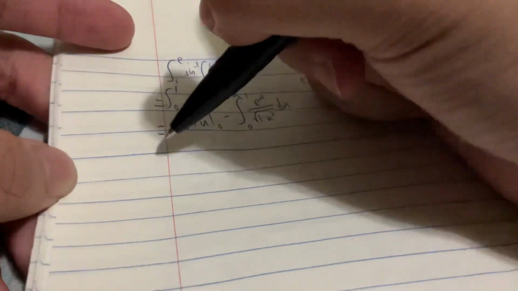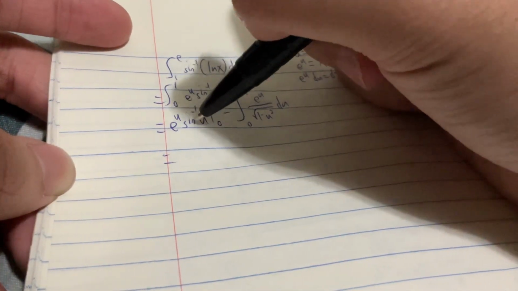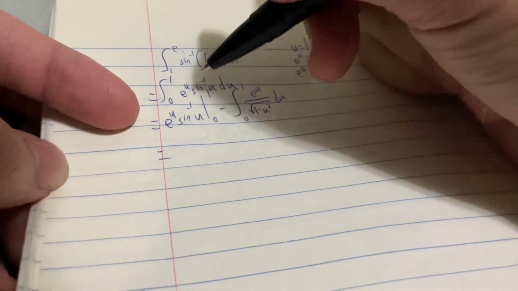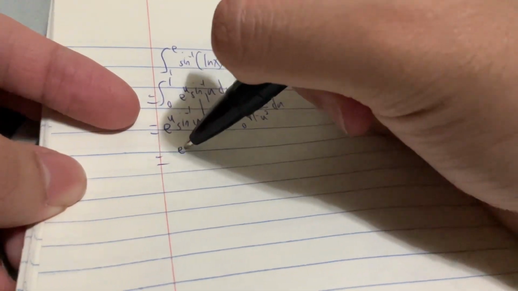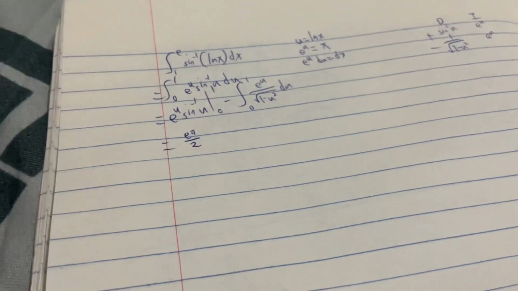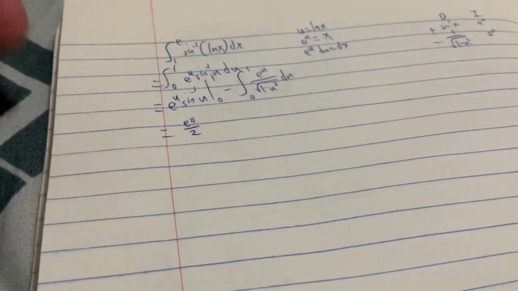And here, this is really easy. Just put 1 here: inverse sine of 1, you will get pi over 2, and then e times pi over 2, you will get e pi over 2. And then minus, and then 0. Put 0 in, you just get 0, so it doesn't really matter.